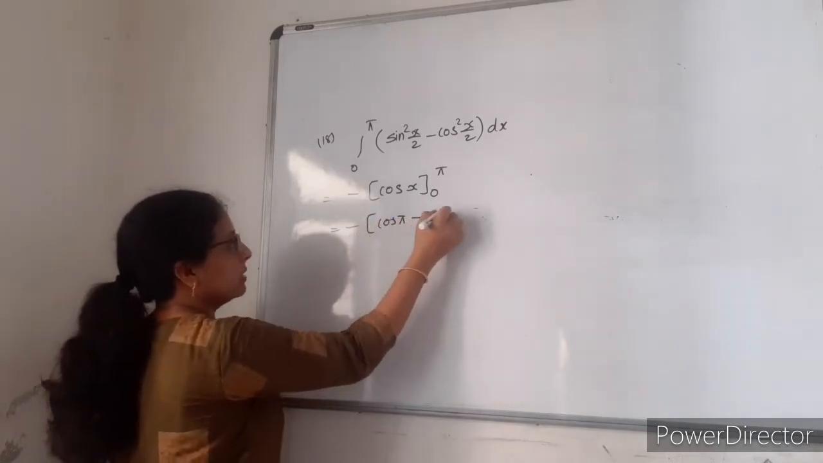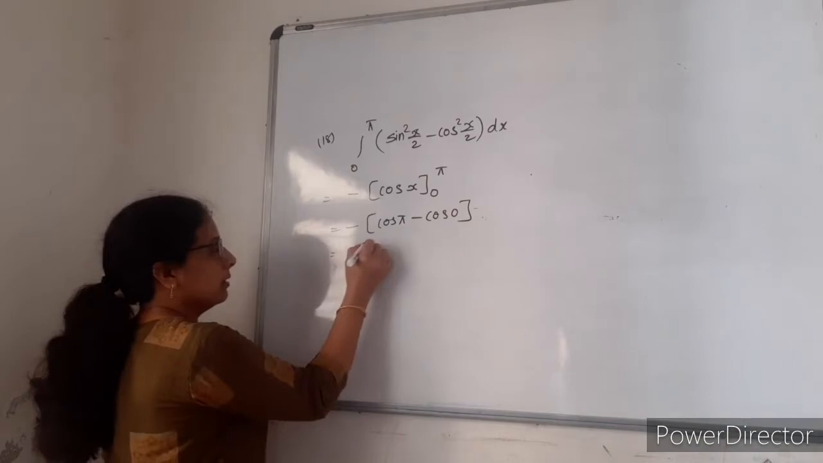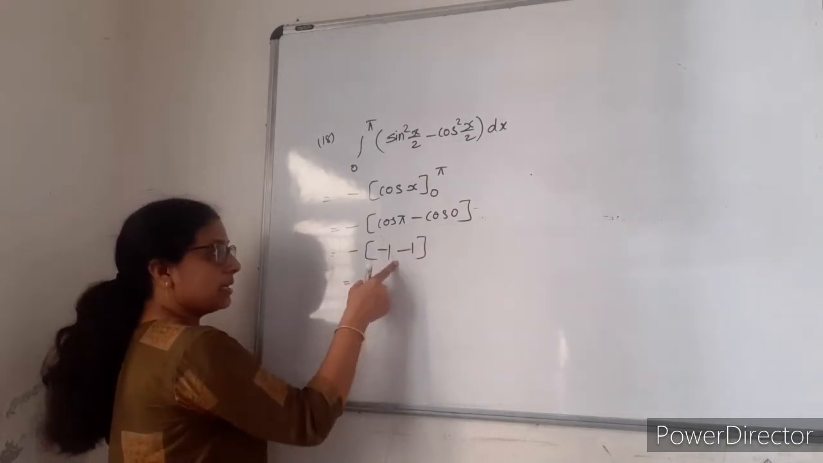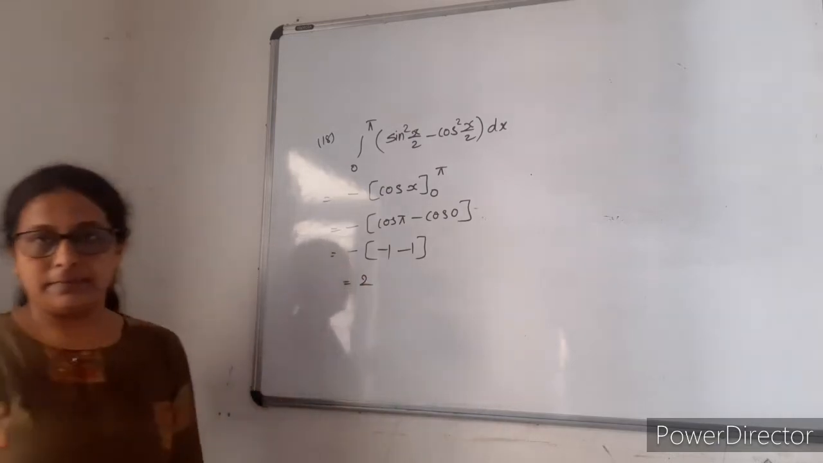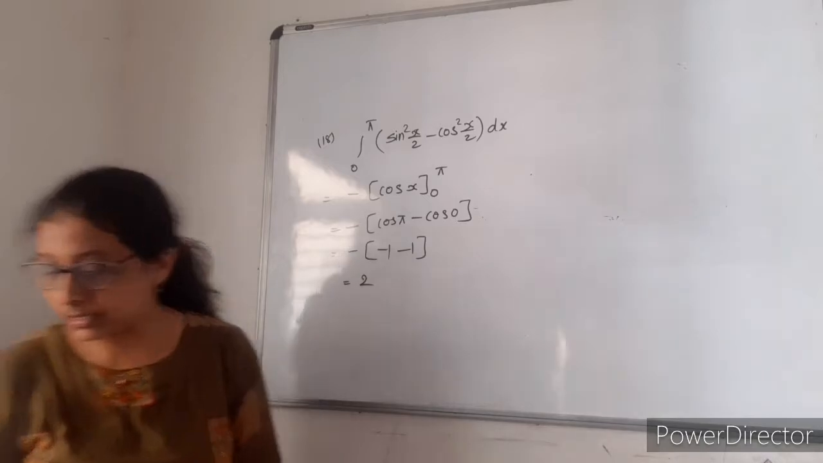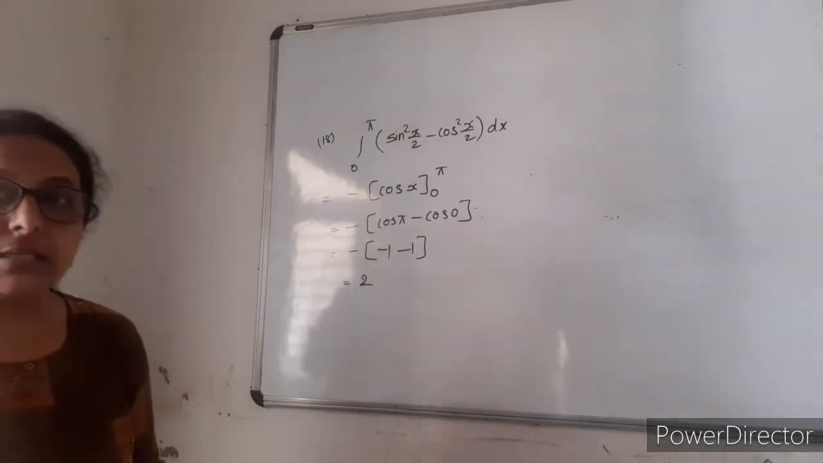Cos pi minus cos 0. Cos pi is minus 1, cos 0 is 1. So minus 2, minus minus plus. Be careful about the sign. Right? Yes. This is question number 18.